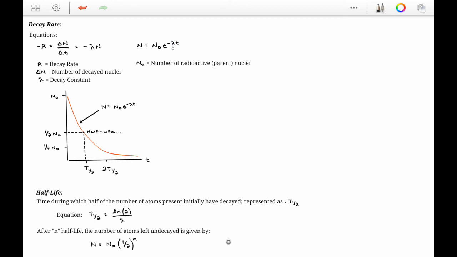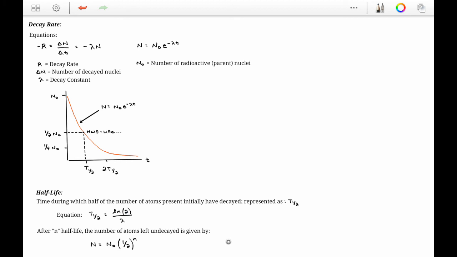And this is a little bit better illustrated in this graph here, where we have the number of radioactive nuclei on the y-axis and the time on the x-axis. As you can see, at the time of the half-life, we have exactly half of the number of radioactive parent nuclei. I'm sure most of you have seen half-life before in chemistry, but this is the time during which half of the number of atoms present initially have decayed, represented by T1/2. So the equation for the half-life is equal to ln 2 over the decay constant.